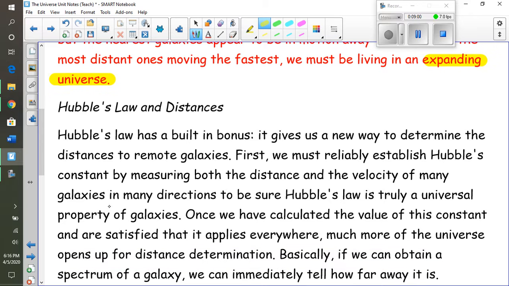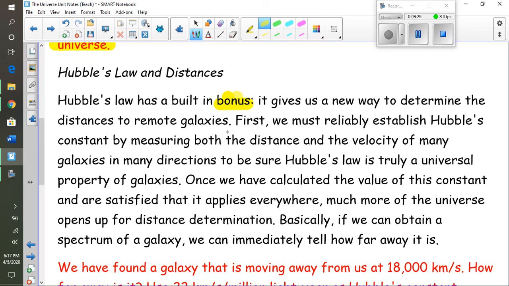Now, we get a built-in bonus here. Always love bonuses. Hubble's constant also gives us a way of calculating distances. And if we first reliably establish Hubble's constant by measuring both the distance and velocity of many closer galaxies in many directions, we need to be sure that Hubble's law is truly universal. But once we've calculated a value for that, and we're satisfied that it applies everywhere, we can basically use this to calculate distance.